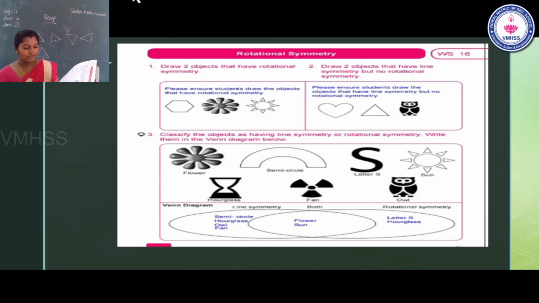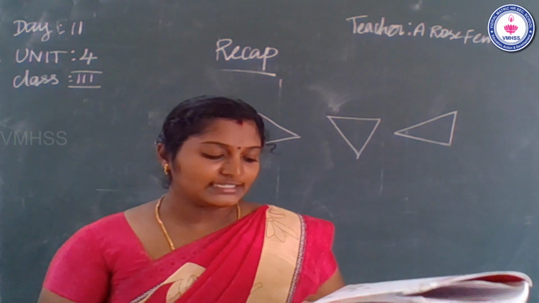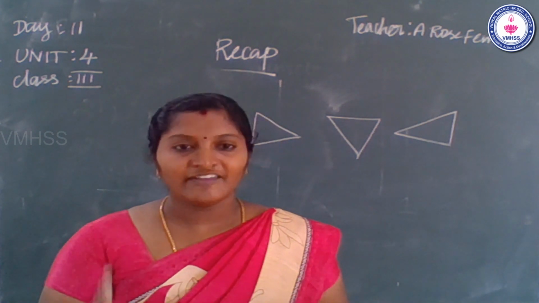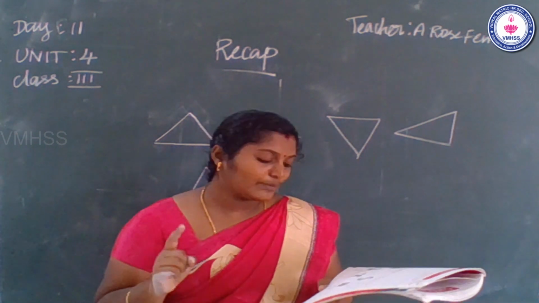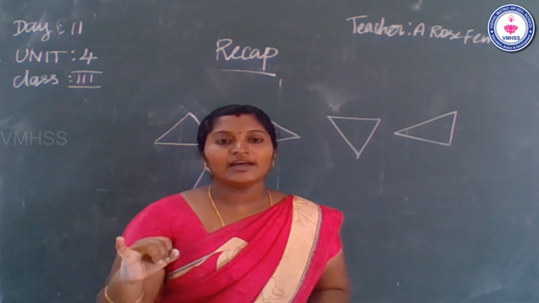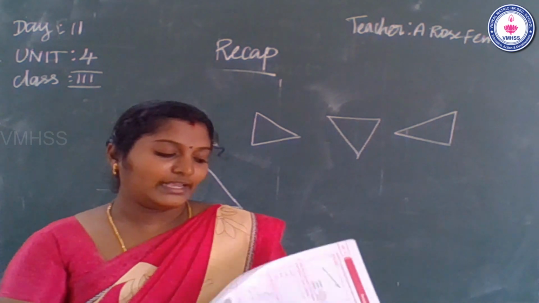Dear children, take page number 91. Now identify the Venn diagram of line symmetry, rotational symmetry, and both. First are the semicircle, hourglass, oval, and fan. These are line symmetry. For rotational symmetry, the letter S and hourglass. For both symmetries, flower and sun. Flower and sun. Do you understand, dear children?